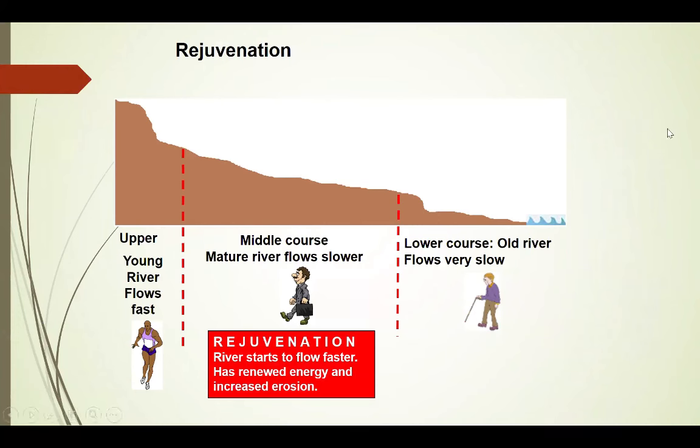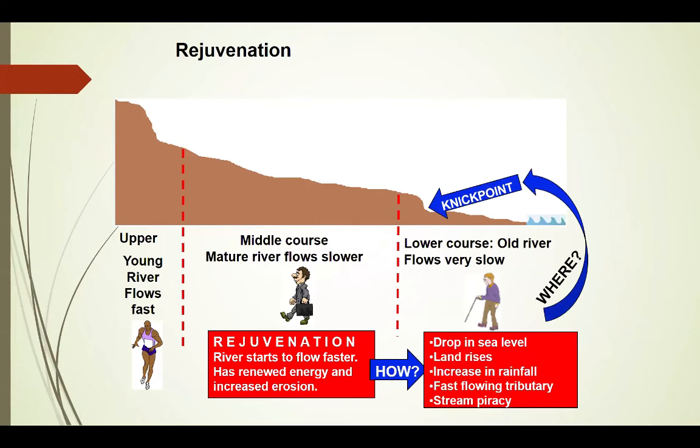We have a river in its upper course, middle course, and lower course. So what you need to know, we spoke about the nick point where there is a sudden change in the gradient of the river.